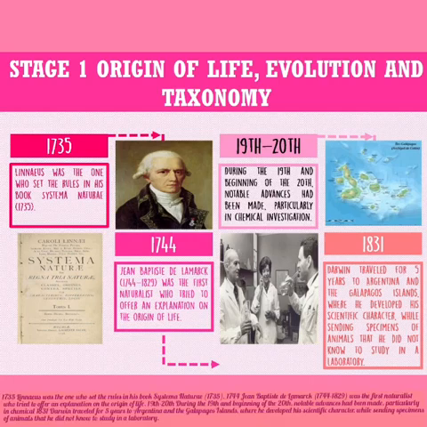1735. Linneo was the one who set the rules in his book Systema Naturae in the year 1735. 1744. Jean-Baptiste de Lamarck was the first naturalist who tried to offer an explanation of the origin of life.